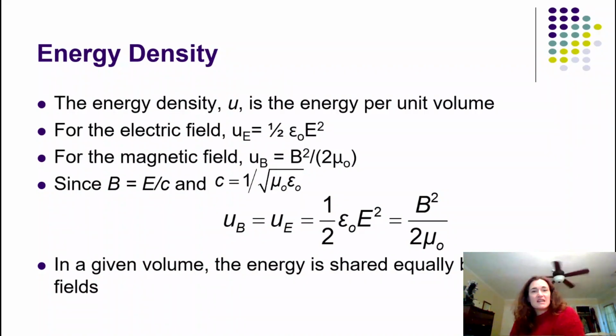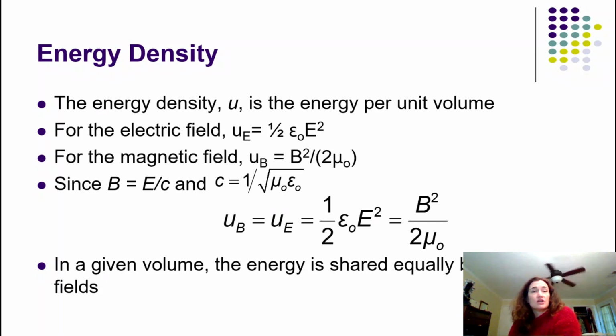Now, also in a previous lecture, we related the electric and the magnetic field magnitudes. B is equal to E over c. So the magnetic field is equal to the electric field magnitude divided by the speed of light in a vacuum, 3 times 10 to the 8th meters per second. We also derived in a previous lecture exactly how c, the value of c, comes from the fundamental constants mu naught and epsilon naught. And that is that c is equal to 1 divided by the square root of mu naught epsilon naught.